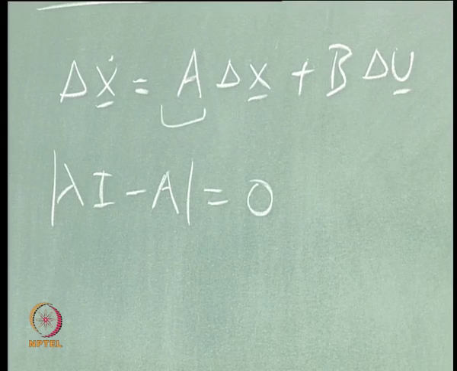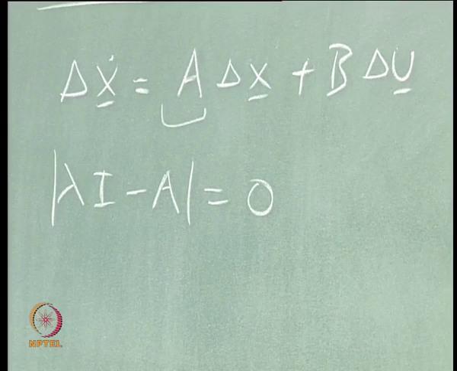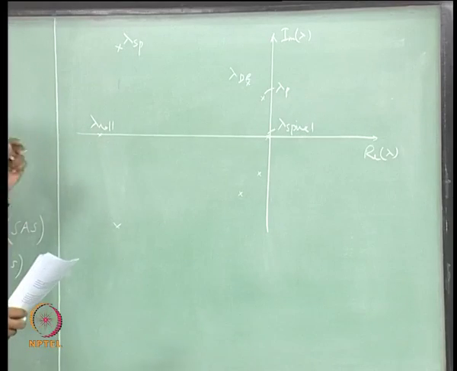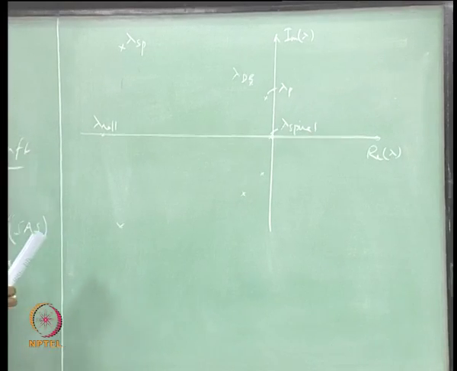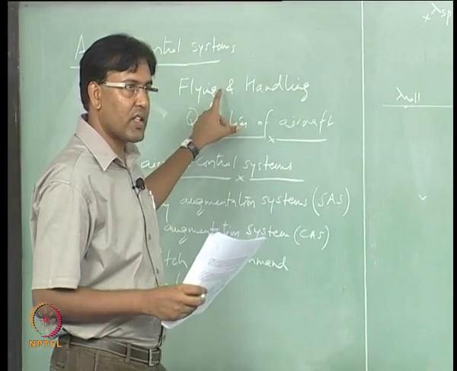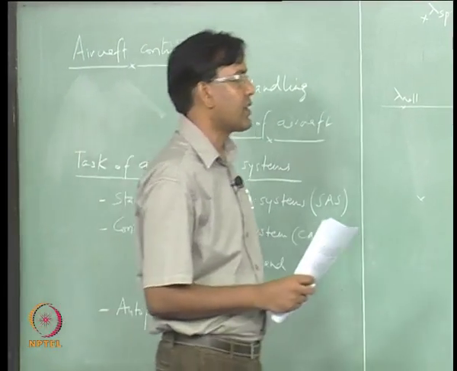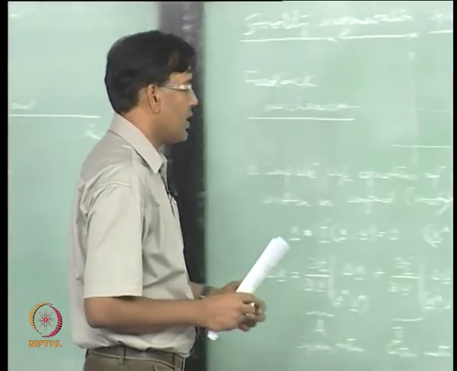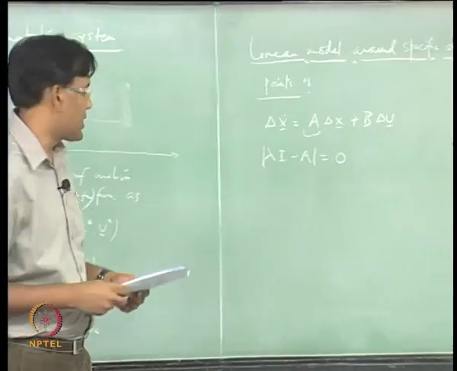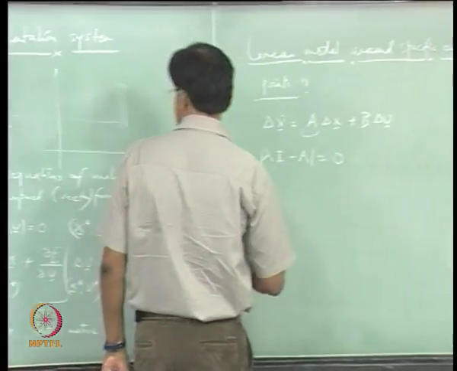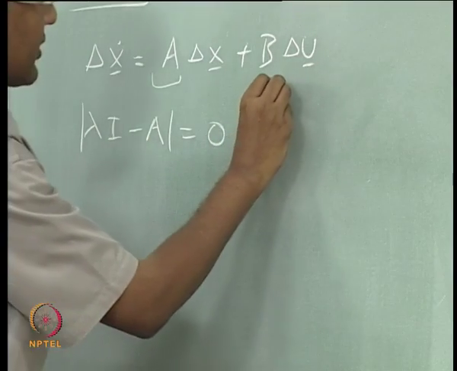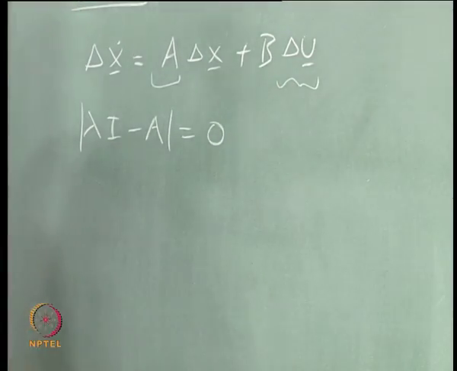What we essentially want is to move these eigenvalues in the complex plane, so that we can finally achieve what is desired for the aircraft by the flying and handling qualities in terms of time constant or the damping ratio and frequency characteristics. Okay. And that of course has to be done through this delta u.